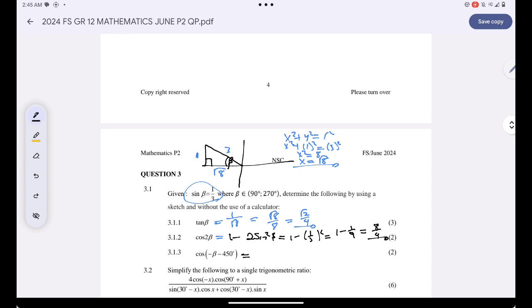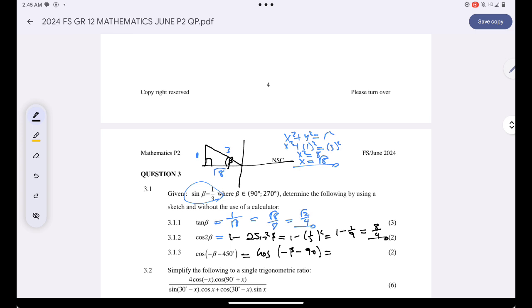Whenever I have negative angles, I need to add 360 to those angles. When I say negative 450 plus 360, I'll get cos of beta minus 90. Are you together? And whenever I see 90 plus or 90 minus, I need to change to the co-ratio.